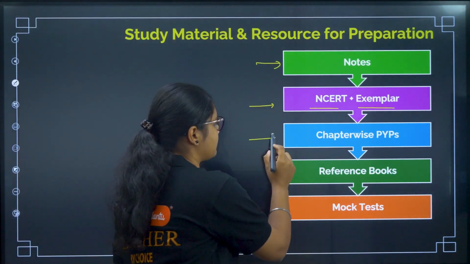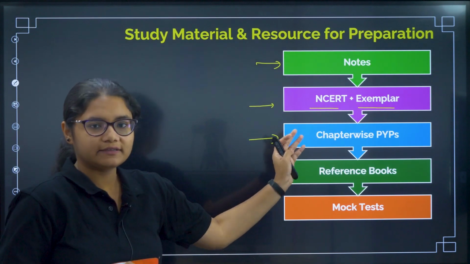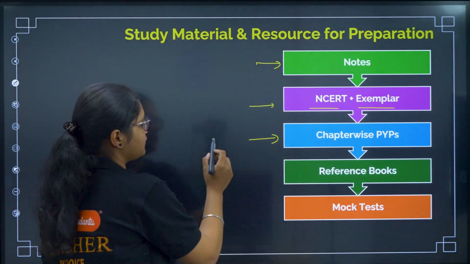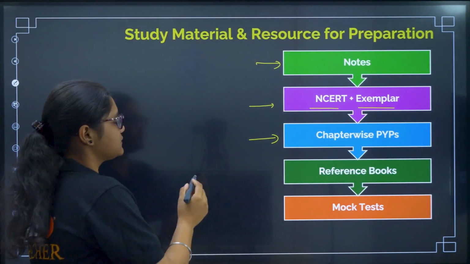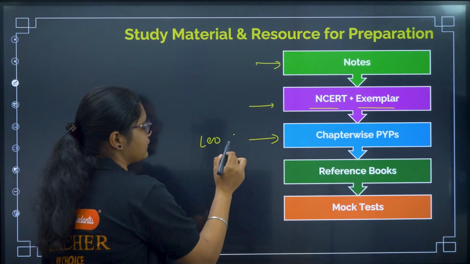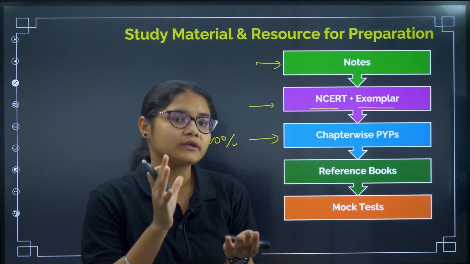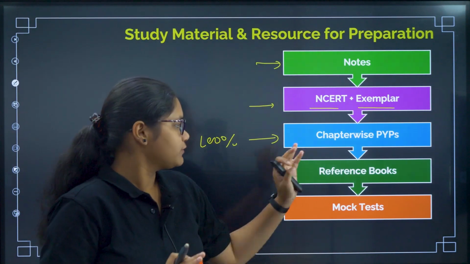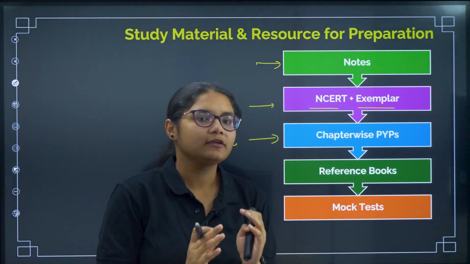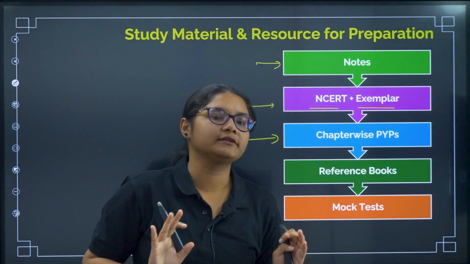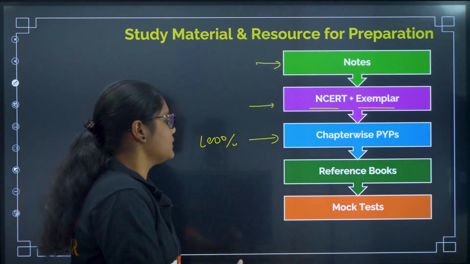After that, go through chapter wise PYPs. So what will this help you to? This one will help you know whether the chapter that you have prepared is done 100% or not, or whether any doubt is there or not. Means you can understand what your hold over the chapter is. If you are able to do the PYPs correctly, you are confident that okay, this chapter is done for the exam. Now coming to reference book.